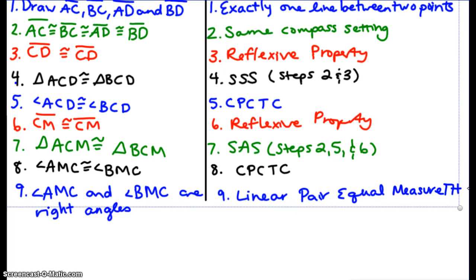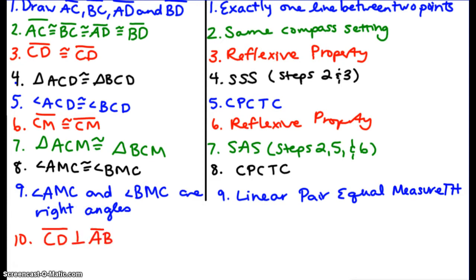Alright, then, now that we know that they are right angles, we can say that CD is perpendicular to AB because that's the definition of perpendicular lines. Now we've proved that they are perpendicular.